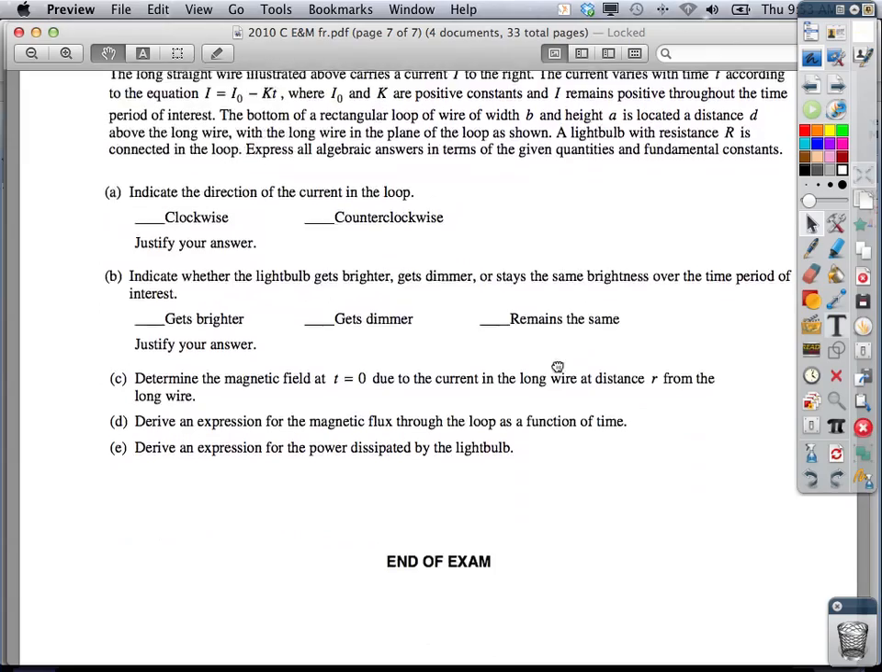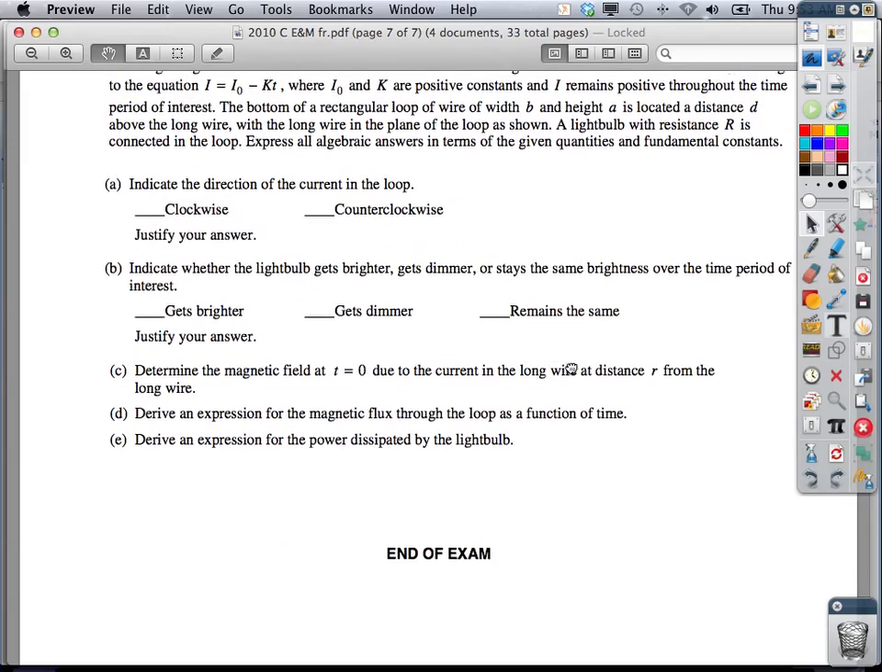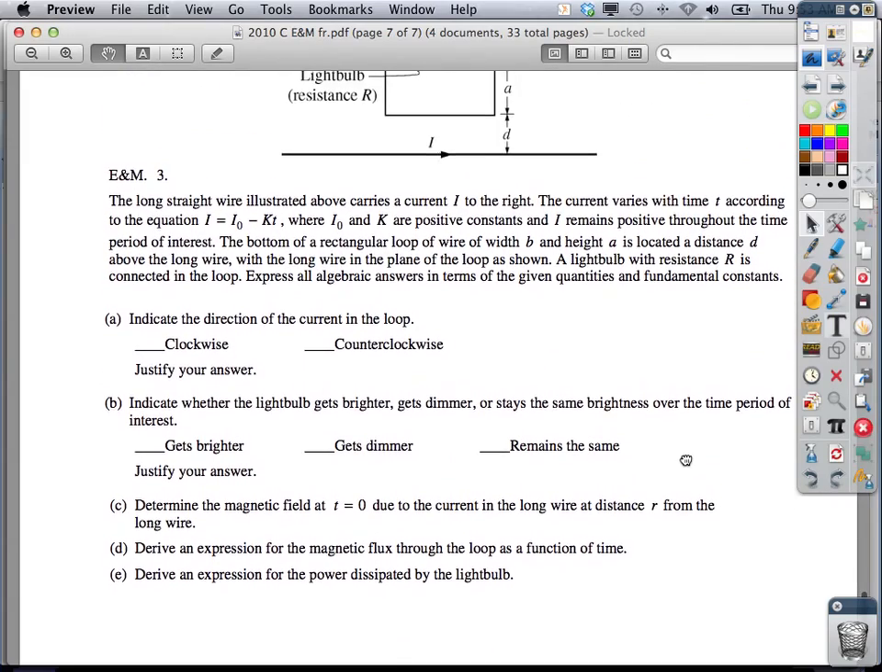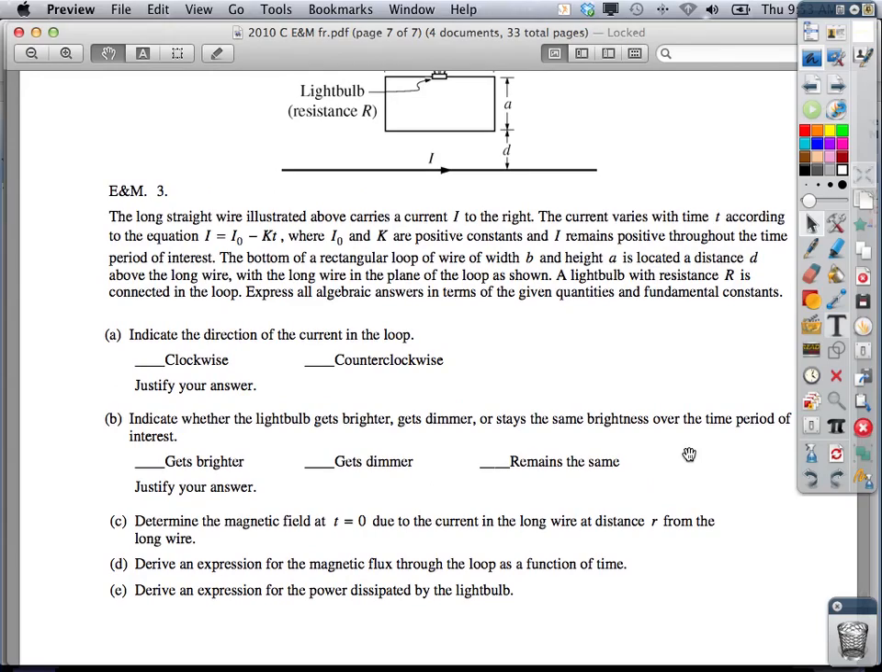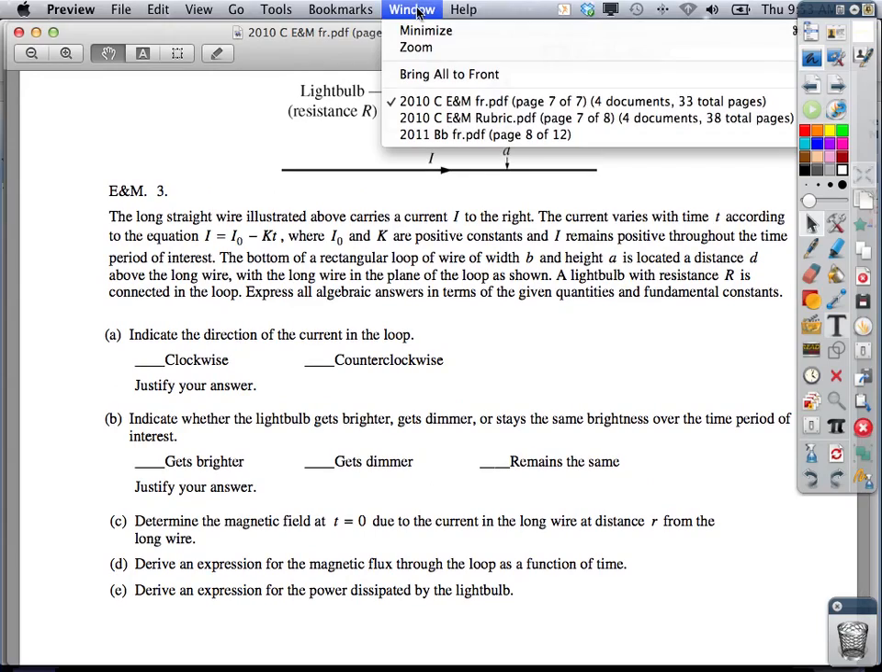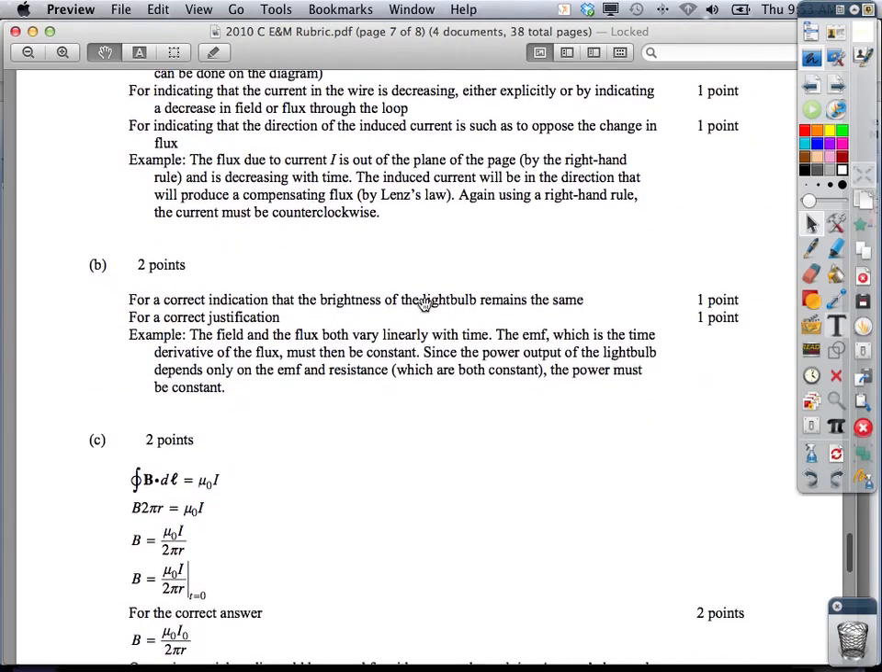All right. Then determine the magnetic field at T0 due to the current in a long wire at distance r from the long wire. Yeah, we just use Gauss.